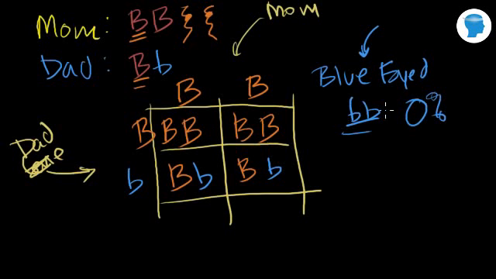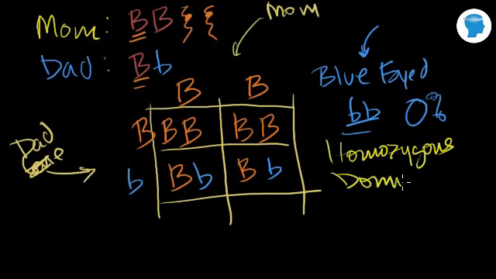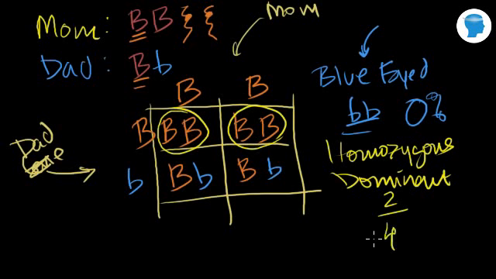What's the probability of having a homozygous dominant child? Let me write that. Homozygous dominant. And now we're looking at the genotype. We care about the specific alleles that child inherits. Well, which of these are homozygous dominant? Well, you have this one right here, and you have that one right there. And so 2 of the 4 equally likely combinations are homozygous dominant. So you have a 50% shot.